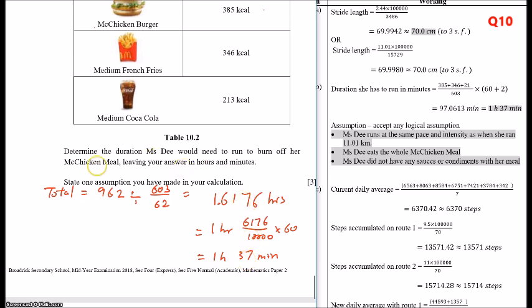So again, they say state one assumption you have made. So there's a few assumptions you can make. The obvious one would be that this person runs at the same pace and same intensity throughout. So that's one. And then the other one is there's no other sauce or extra salt or whatever that she ate because all these also have calories. Okay, so that's the part B, the answer.